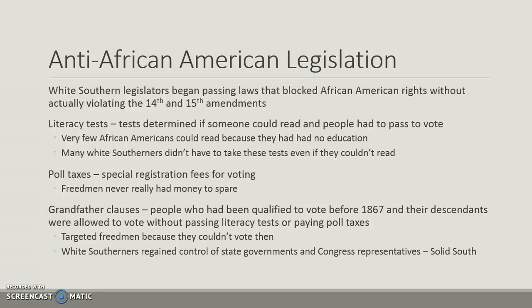The last thing that they tried to do centered around money, so it was poll taxes. So basically, in order to register to vote like we do now, you had to pay a fee, but we don't pay fees. But they would basically charge everyone that wanted to come in and vote a registration fee. Since freedmen are stuck in sharecropping, they have very little extra money to go around, and they never end up having the money to spare to be able to pay the poll taxes, so then they can't vote.